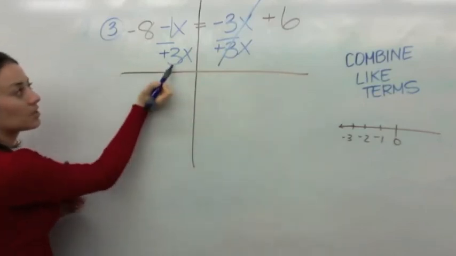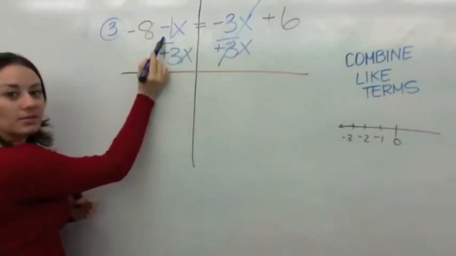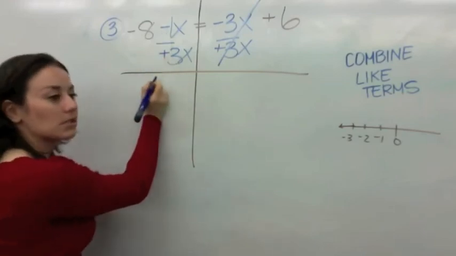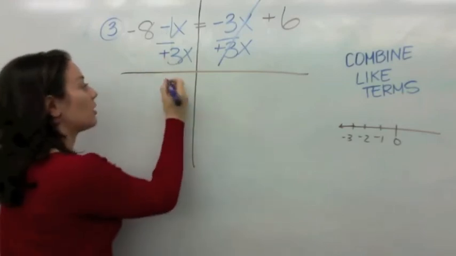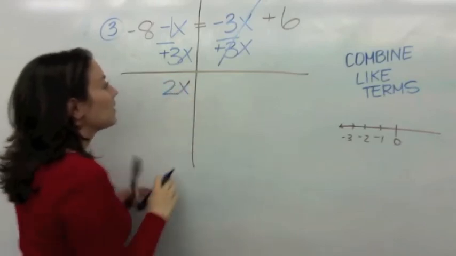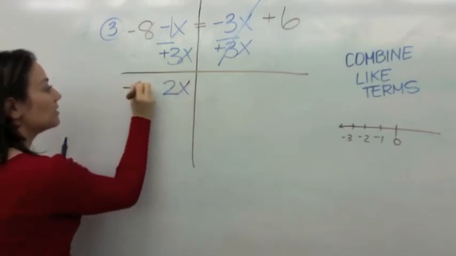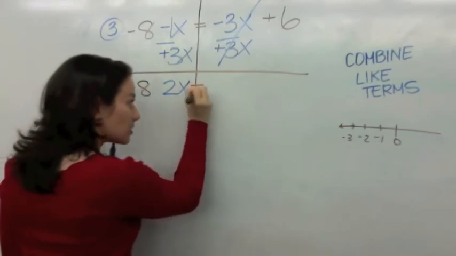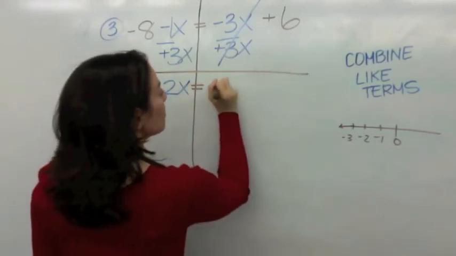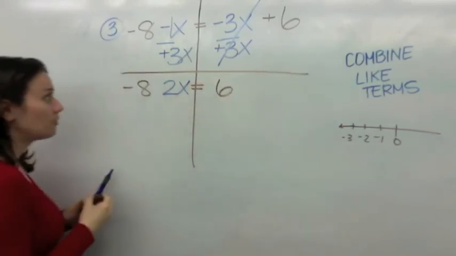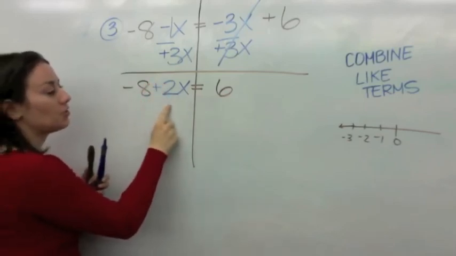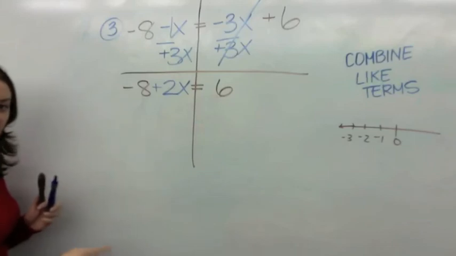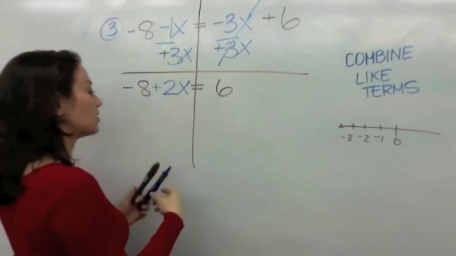Then you say, what is 3x minus 1x? Remember, 3x minus 1x is, what is it? It's 2x. That's good. Then you're going to bring down the numbers. You have a negative 8. Then you have your equal sign. And you're going to bring down also 6. So your new equation is positive 2x, negative 8 plus 2x equals 6. Do you all have that? Negative 8 plus 2x equals 6.